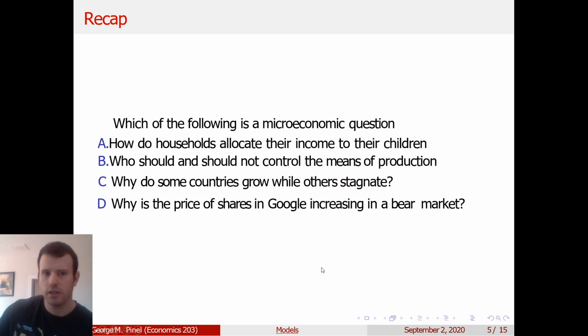Okay. Recap question number 2. Which of the following is a microeconomic question? So, again, let's take it step by step. How do households allocate their income to children? The bell should be ringing. Households is one of the key words that I said to look for when you're thinking about a microeconomic question. So right now, that's my first contender. That's where I would think the answer would be. But let's take a look at the other ones.